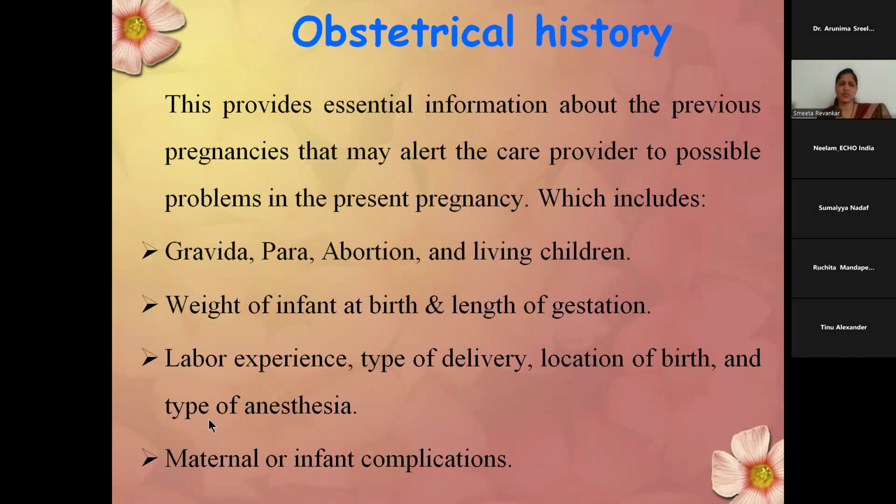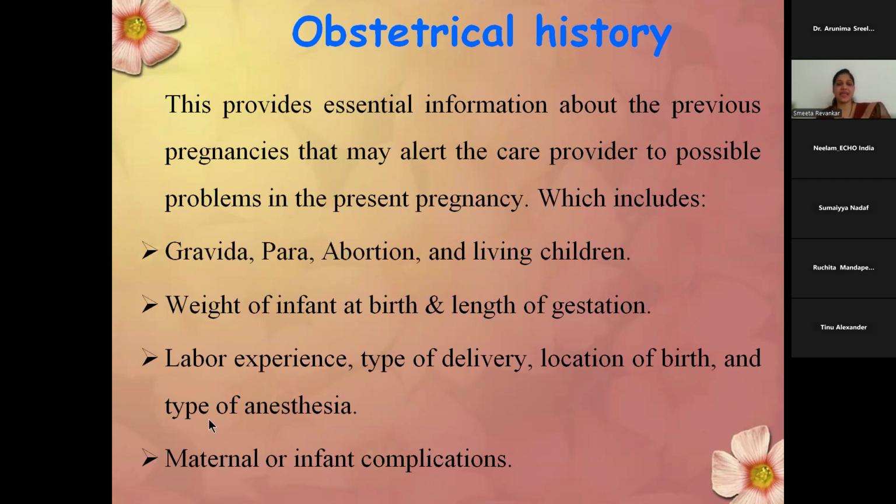It can be a spontaneous abortion or an MTP, if the couple did not want a baby and so underwent MTP. So that history, and the number of living children. Weight of the infant at birth and length of the gestation. Previous length of the gestation, whether it was term or preterm. So that we have to ask.